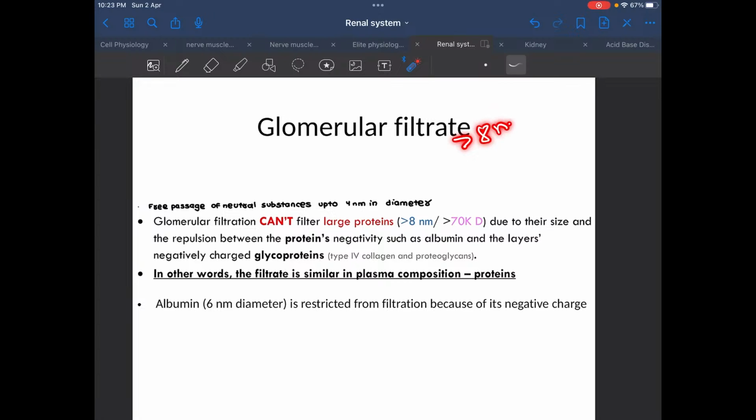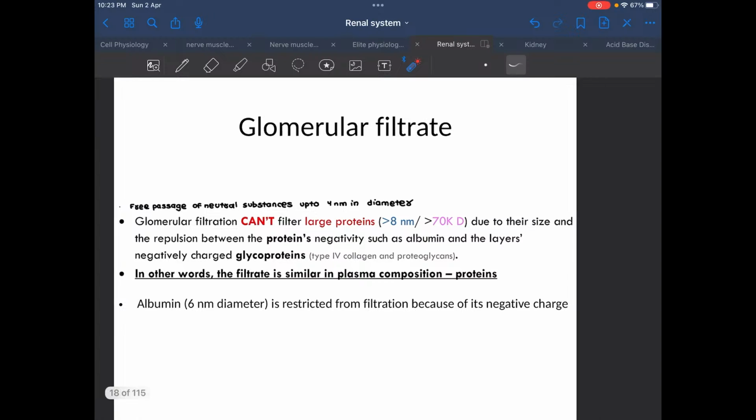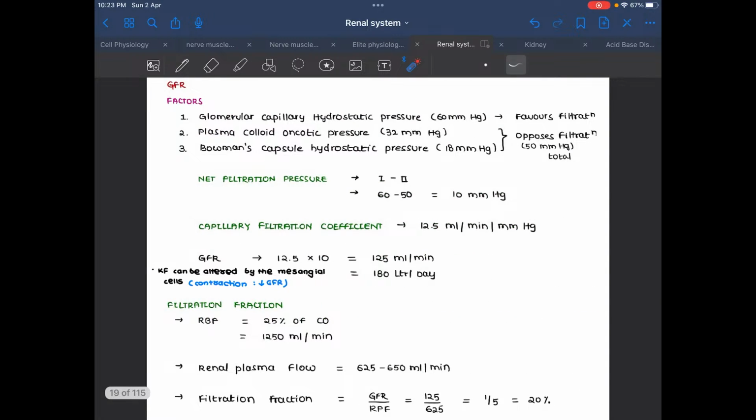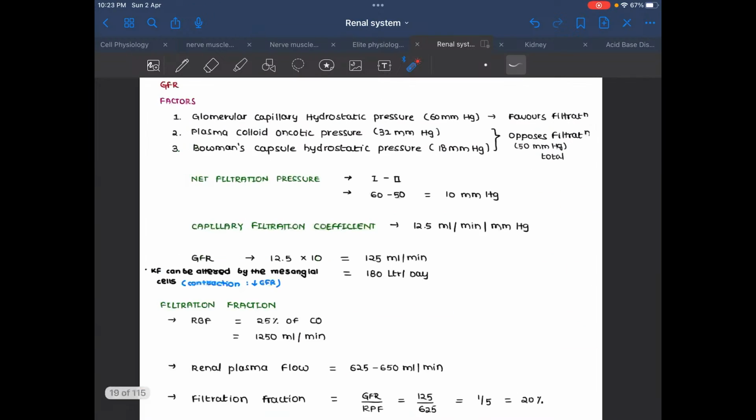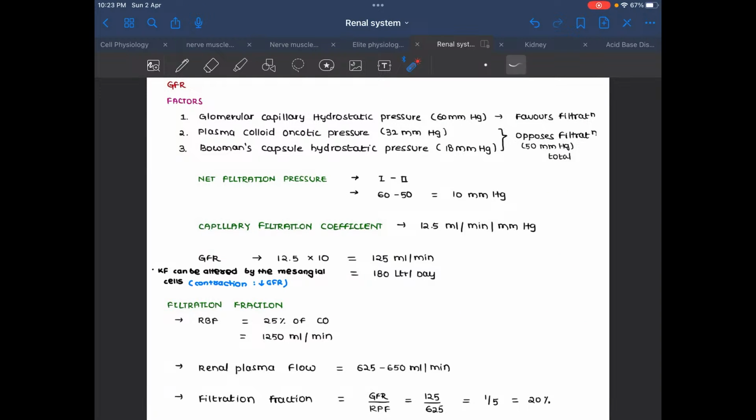Anything more than 8 nanometers can't be filtered out. So glomerular filtration can't filter large proteins due to their size and the repulsion between negatively charged proteins such as albumin and negatively charged glycoproteins like type 4 collagen and proteoglycans. So let's talk about the glomerular filtration rate. We'll be discussing the different portions which contribute to it shortly.